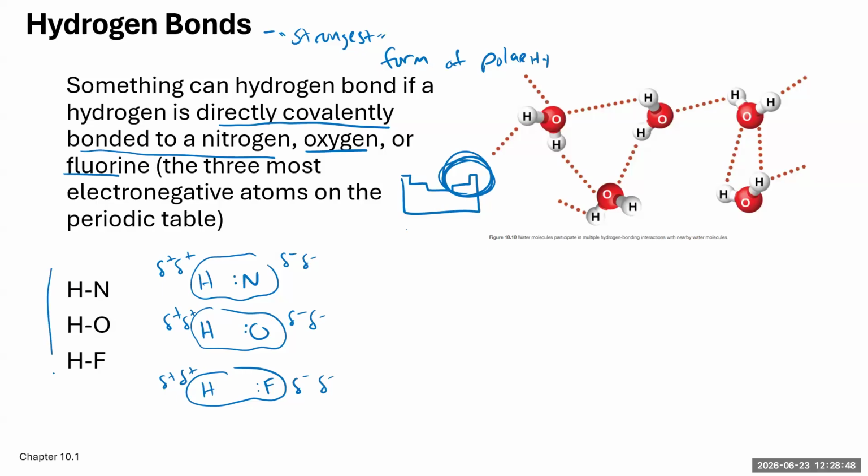And again, it's the hydrogen directly connected to a nitrogen, hydrogen directly connected to oxygen, hydrogen directly connected to a fluorine. So now if you look at something like this, HCO, right?